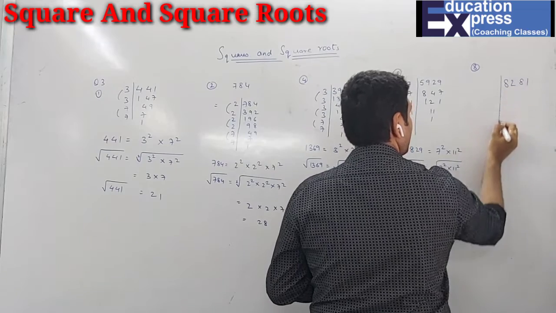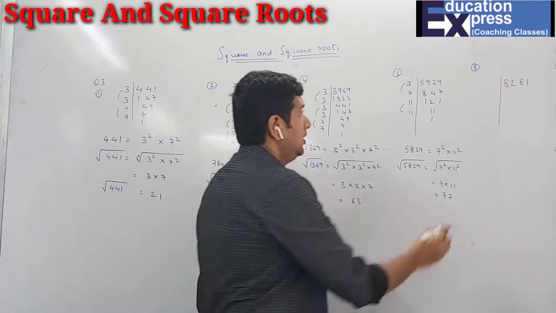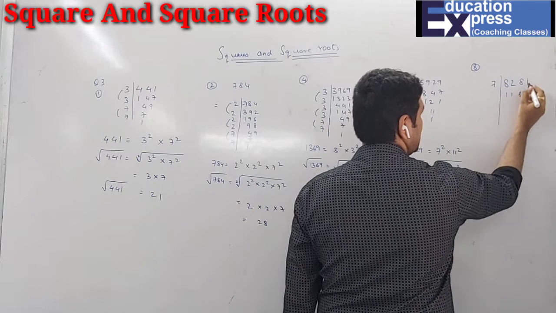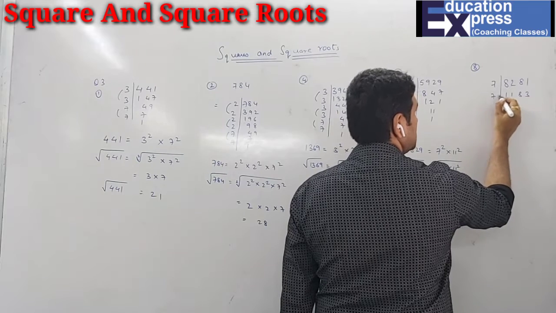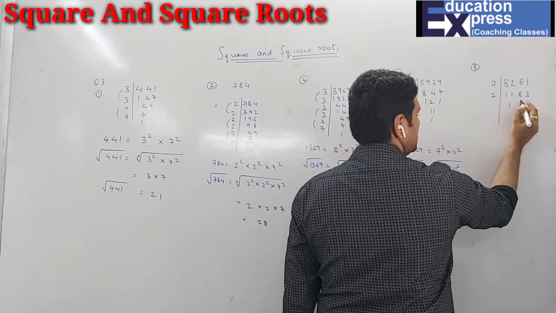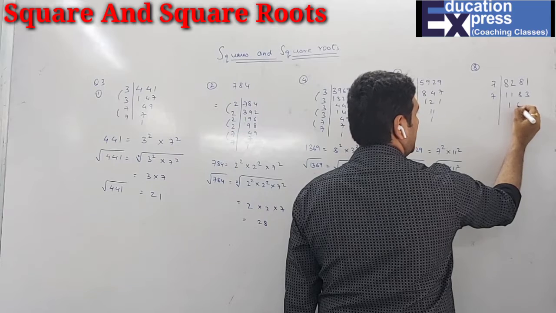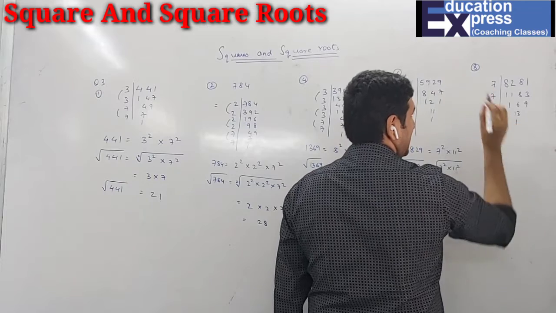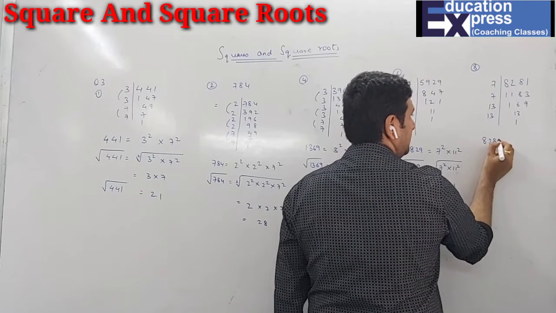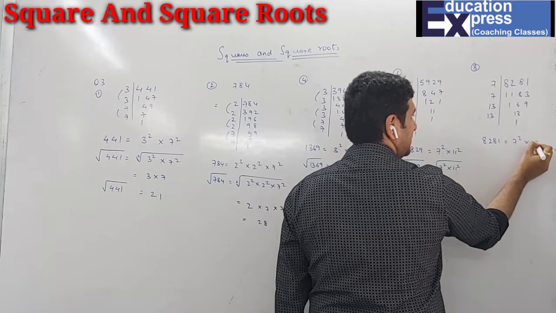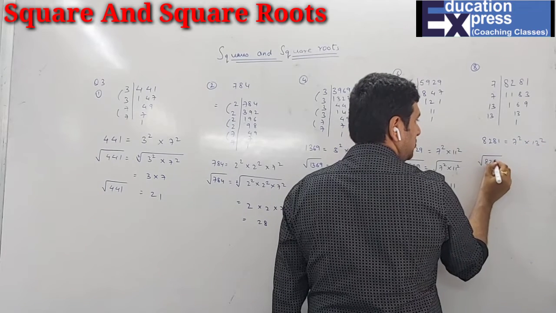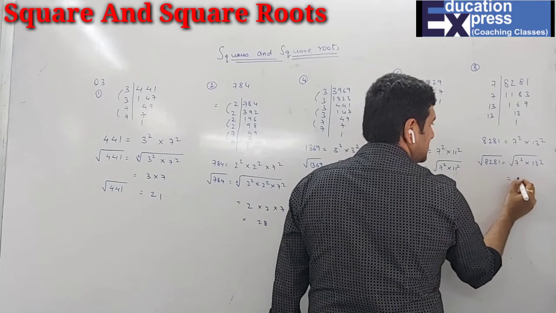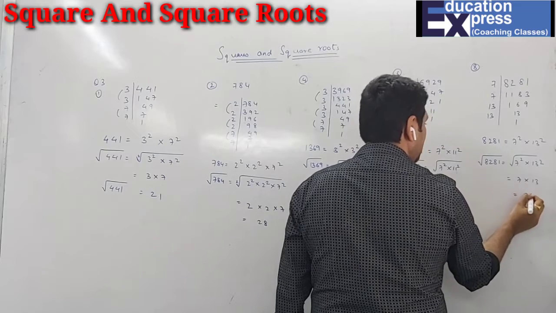3 goes in the 7 table. So 7 ones are 7, 7 ones are 7, 7 8s are 56, 7 3s are 21. Now 7 ones are 7, 7 sevens are 49, 7 nines are 63, and then 13 into 13. So 8281 is 7 square, 13 square. Under root 8281 is 7 under root. And the answer is 7 into 13, which is 91.